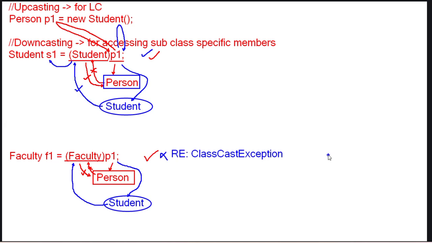Next point. By using the cast operator, we inform the compiler that the object coming out from the reference variable is subclass type.